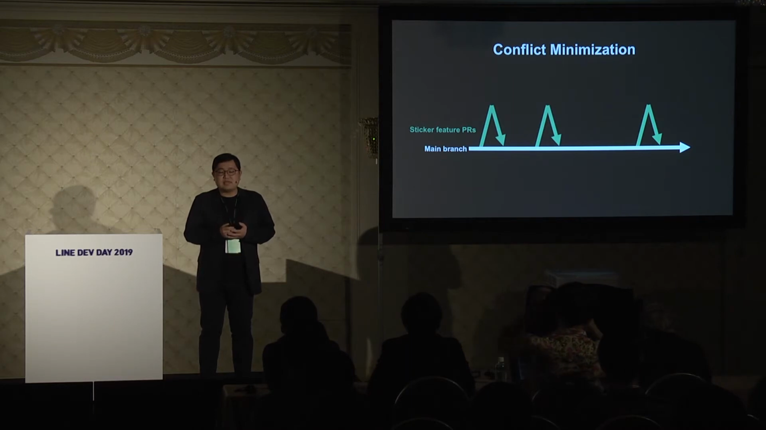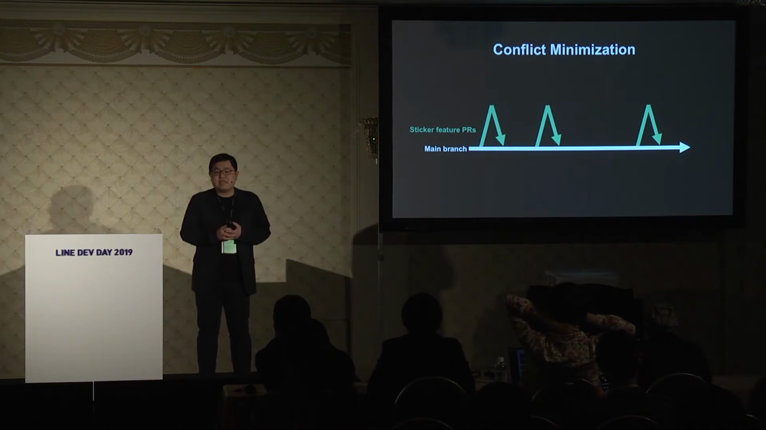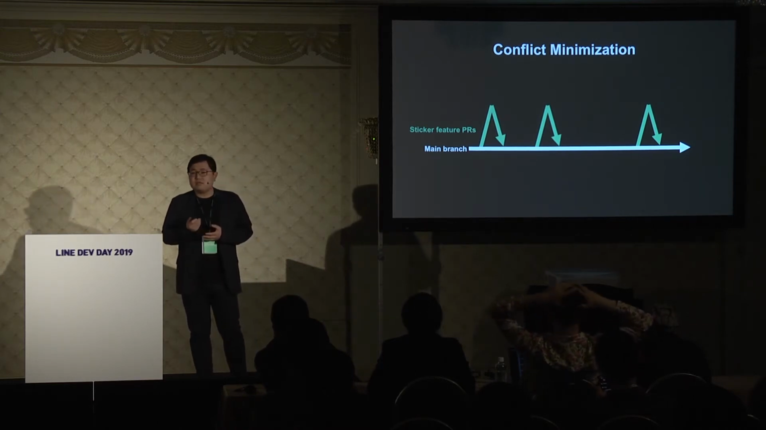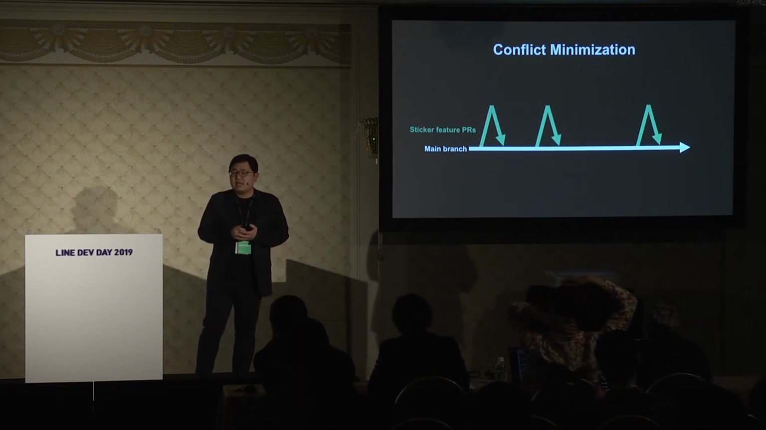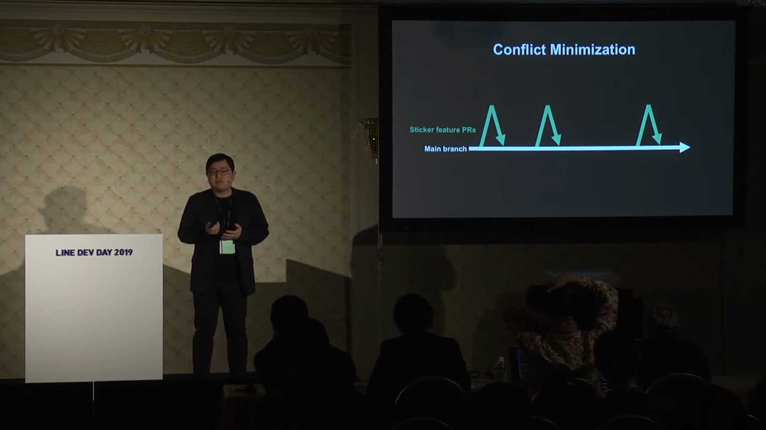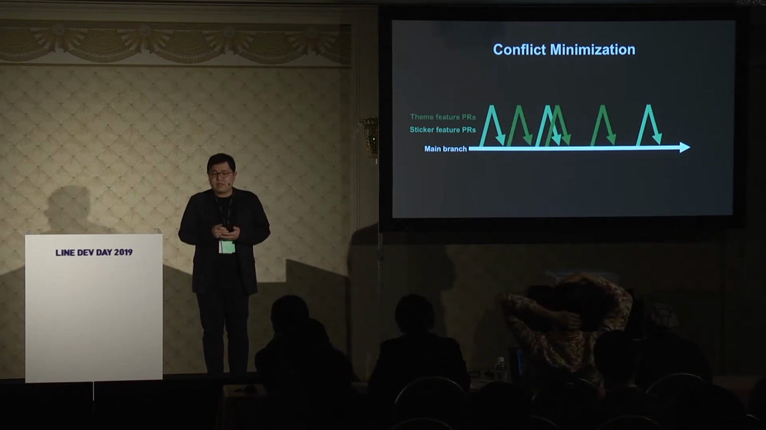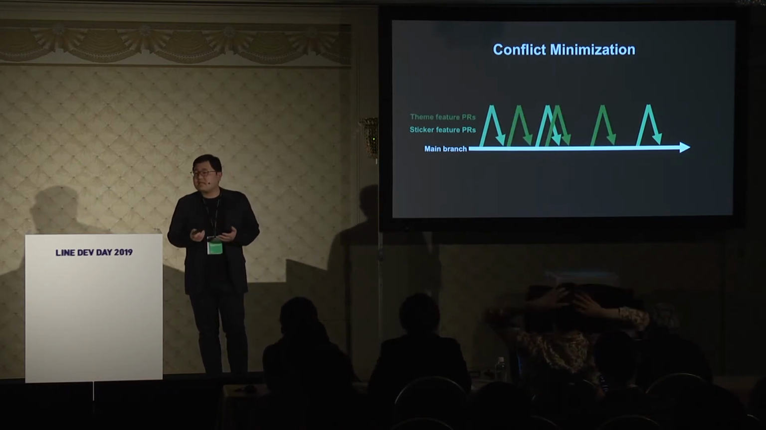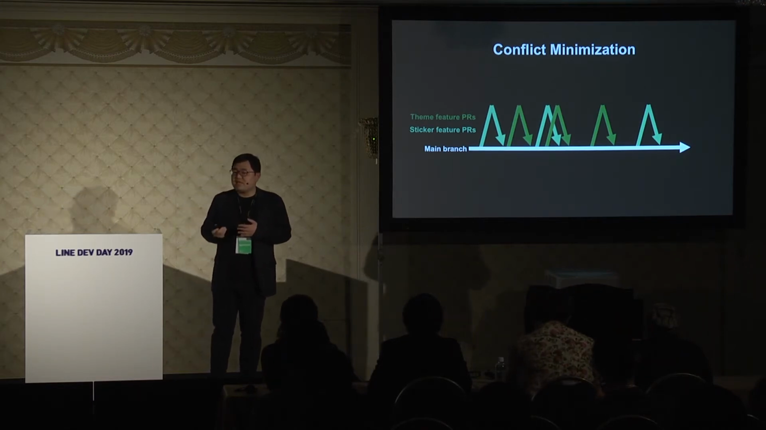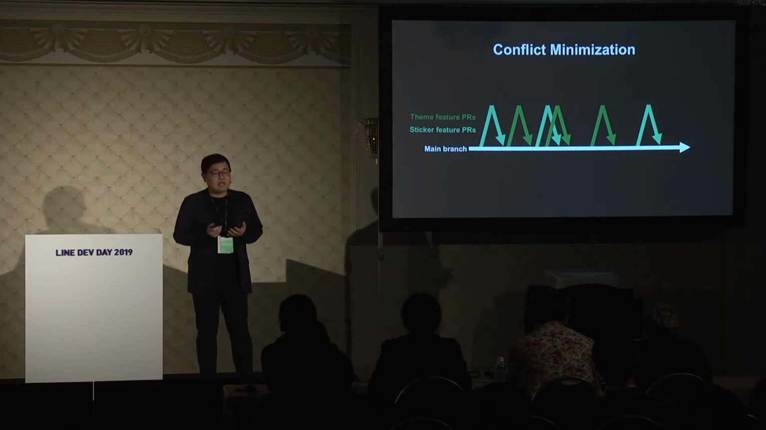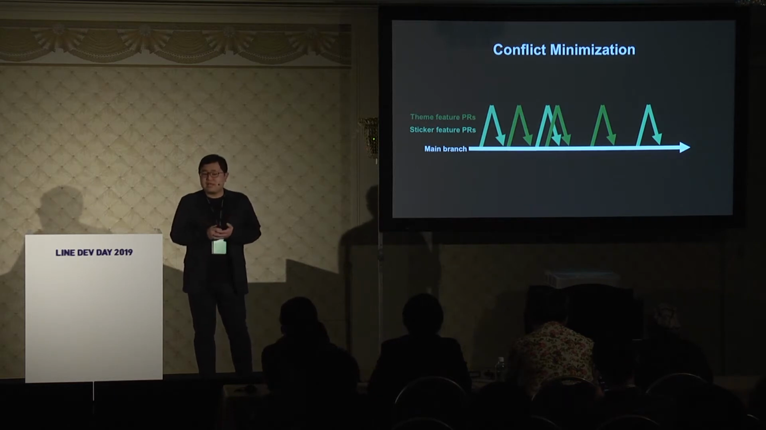As I explained before, with feature flag development, all the pull requests will be merged into the main branch in smaller pieces. So each branch's living period becomes shorter, and the change volume of the code also becomes small. Let's say another feature development is also ongoing in parallel. The sticker feature development and the theme feature development are carried out in parallel.